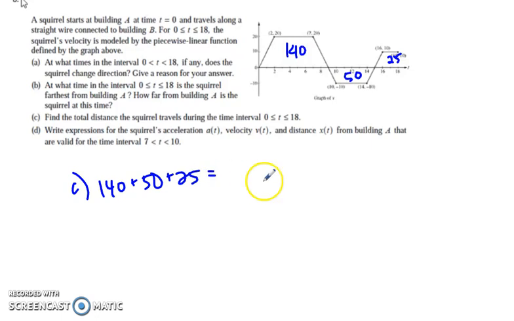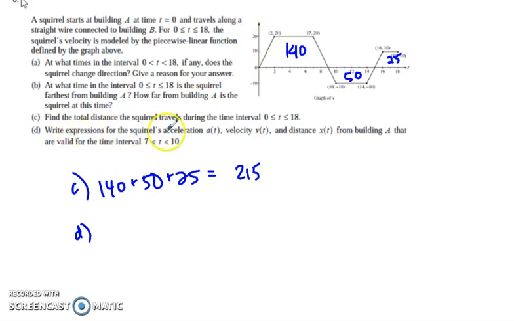We don't sign them as positive or negative because even though the squirrel is going back towards building A on this interval, he's still traveling a distance. So 140 plus 50 plus 25 is 215. And then part D, we'll finish the problem with part D.